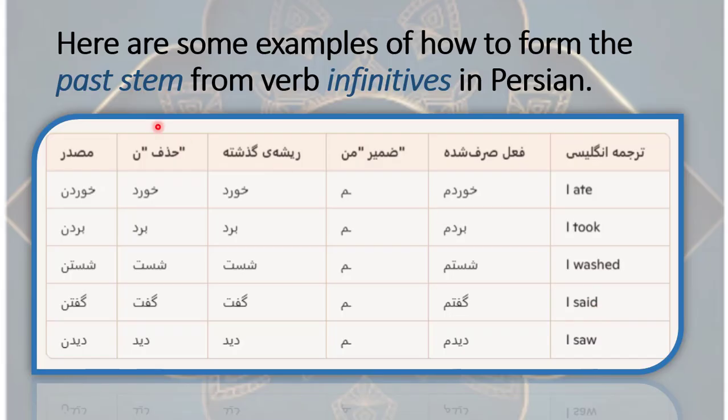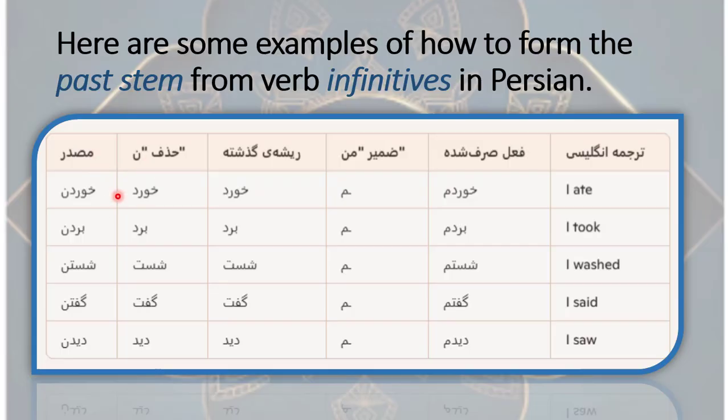Look at this. Here are some examples of how to form the past stem from verb infinitives in Persian. Look at it. خوردن means ate, or eat. بردن. They are masdar or infinitive. خوردن، بردن، شستن، گفتن، دیدن. All of them are masdar or infinitive.